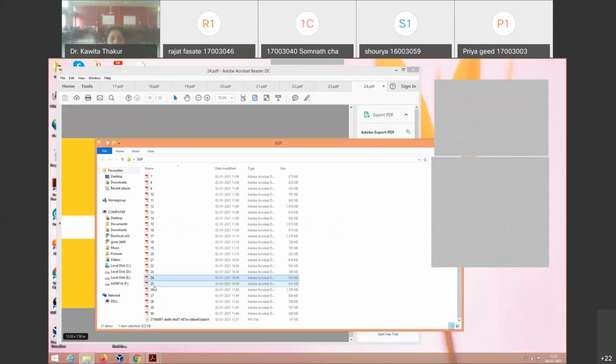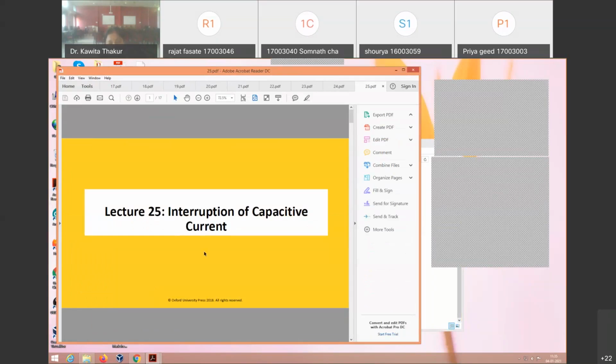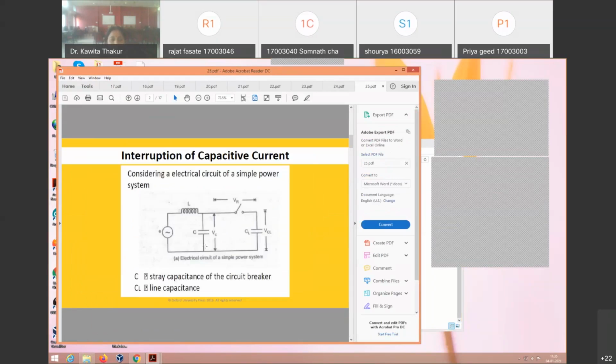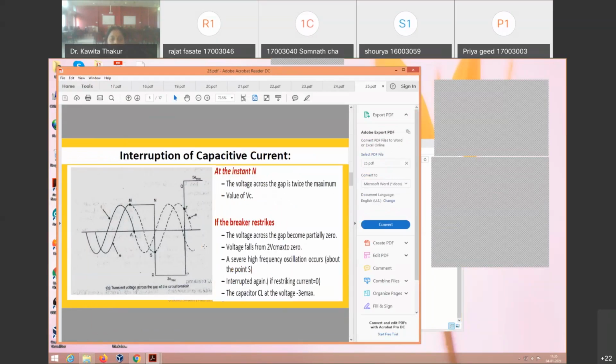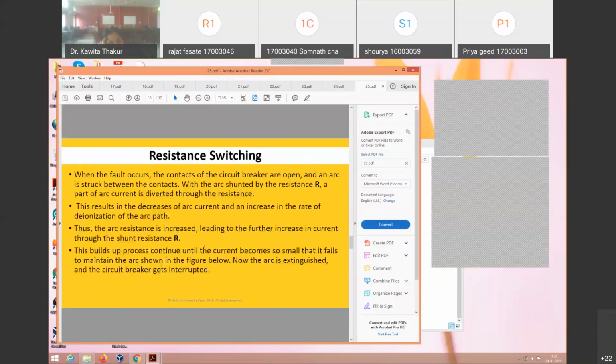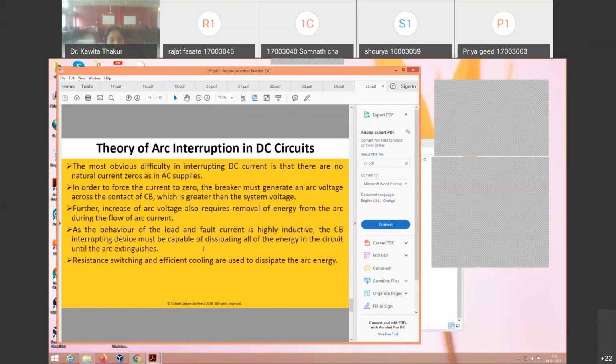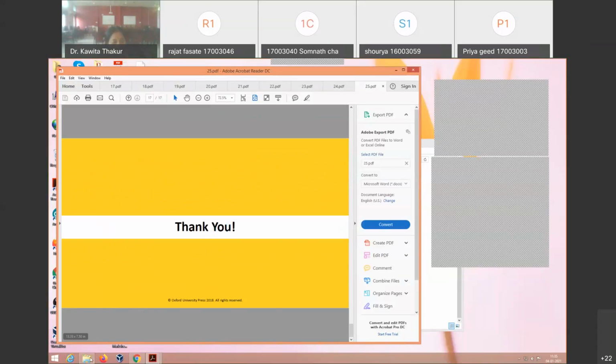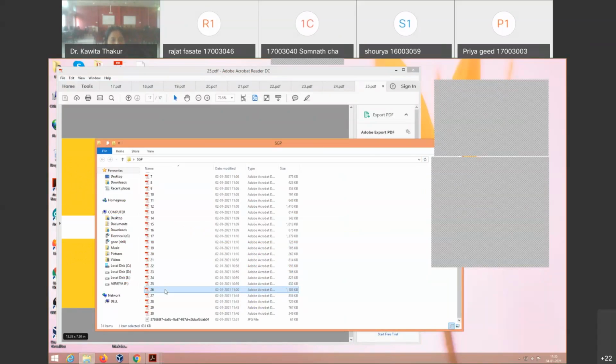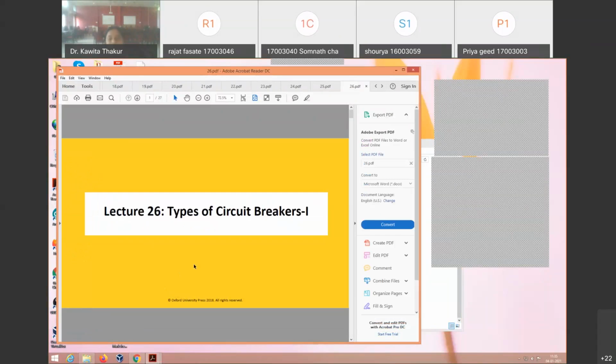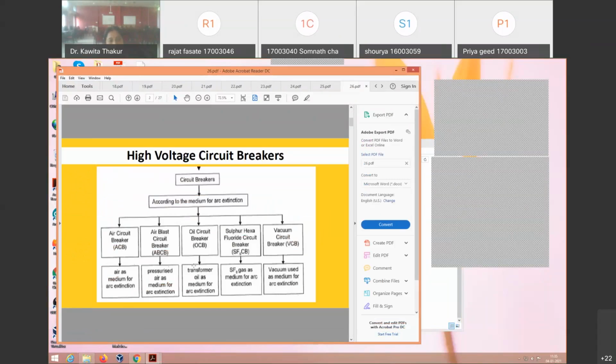Now in the 25th lecture, we have seen interruption of capacitive current. Now in the 26th lecture, we have different types of circuit breaker: air circuit breaker, air blast circuit breaker, oil circuit breaker, SF6 circuit breaker, and vacuum circuit breaker.